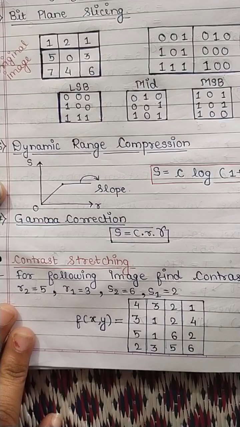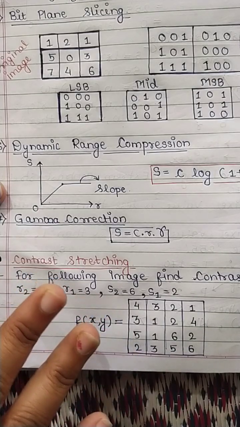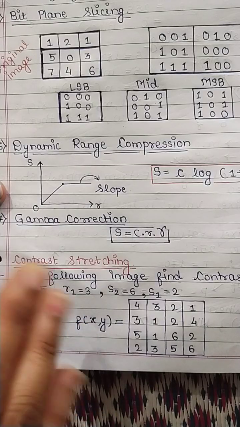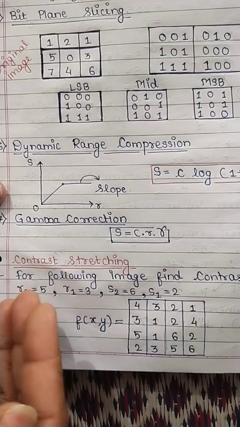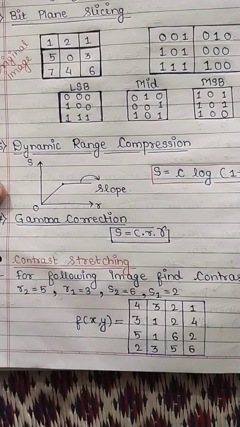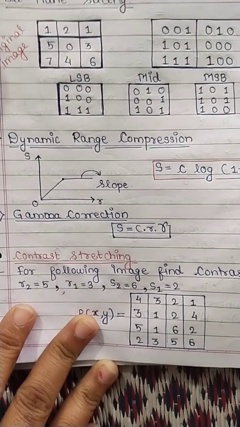Now in that, we have seen one topic, that is contrast stretching. So what do you mean by contrast stretching? It means if your image is bright, then we will make it brighter, and if the image is dark, then we will make it darker. Now we will see one example based on this.